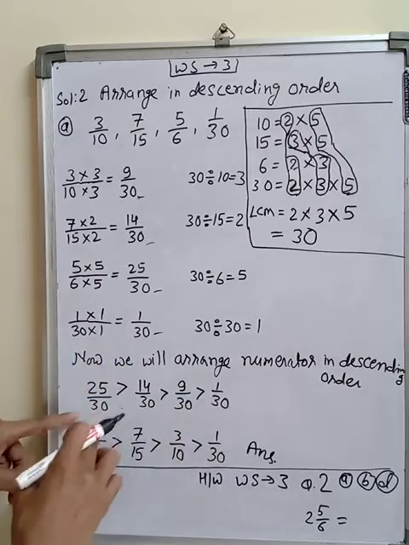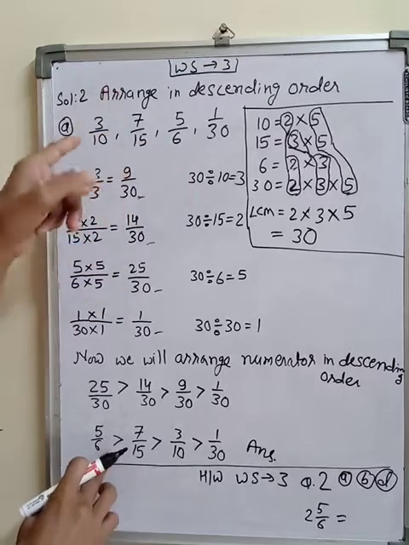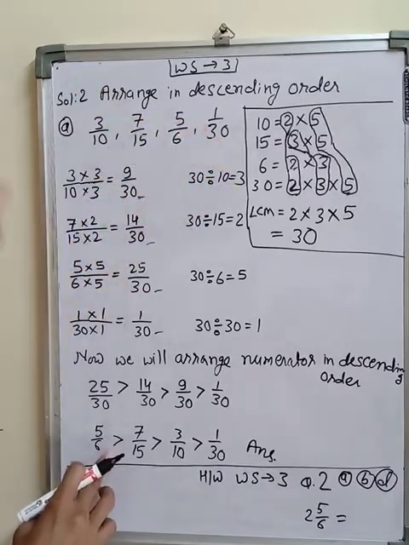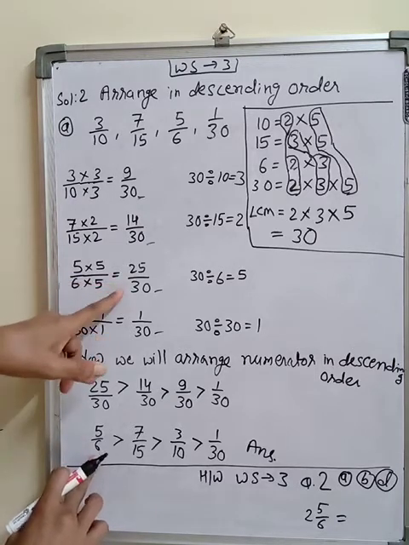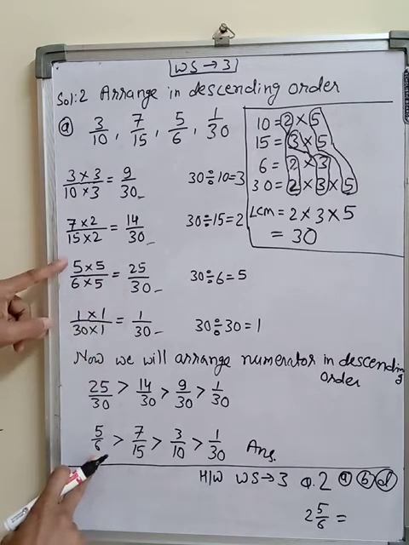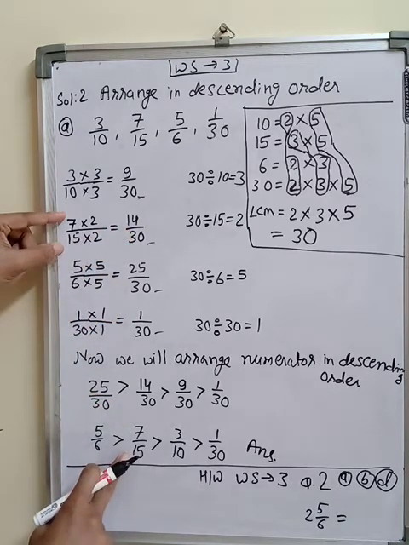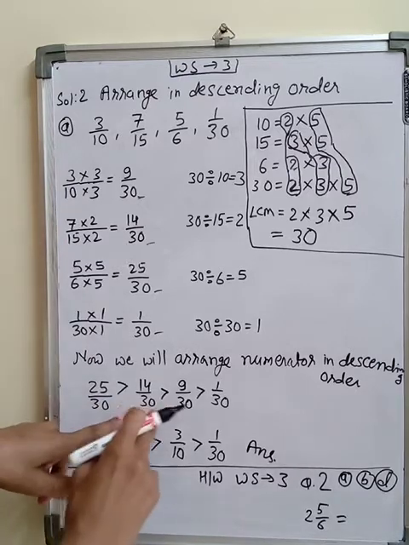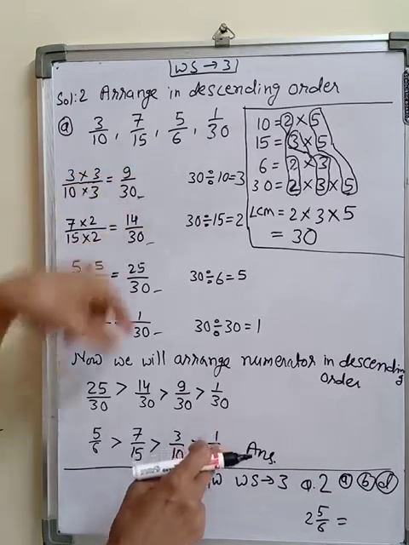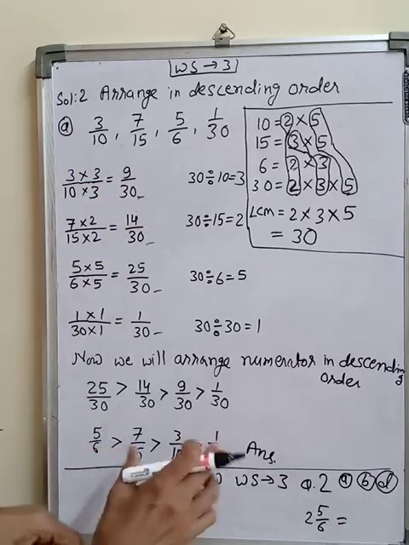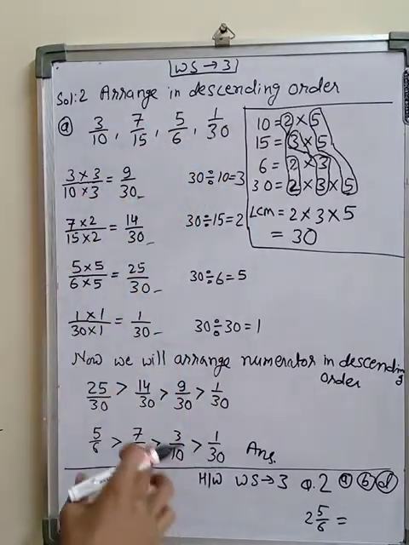After that, our answer should be in the question form, because the question is to arrange these in descending order. So 25 upon 30 is for which question? This is for 5 upon 6. 14 upon 30 is for 7 upon 15. 9 upon 30 is for 3 upon 10. And the last is 1 upon 30. So this is the answer.